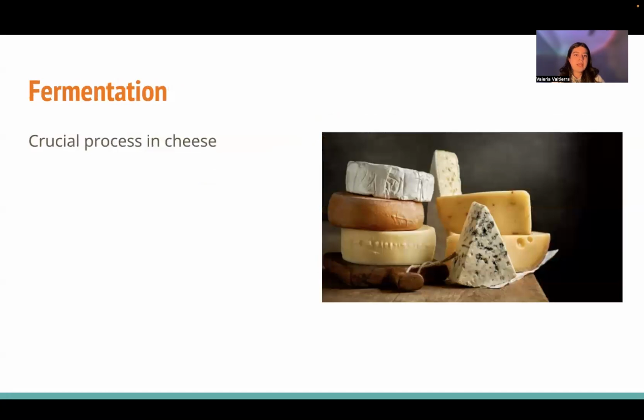And then lastly, we have fermentation, which is a crucial process in cheese. It's essentially how cheeses are made. And so the fermentation process transforms the milk into a solid cheese, which helps with the taste, the texture, the aroma of the cheese.